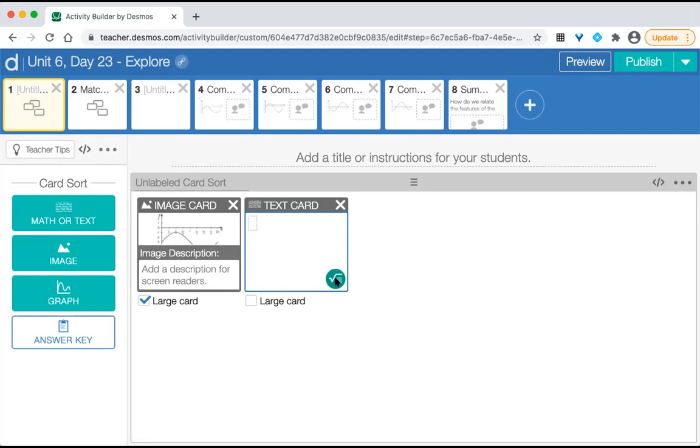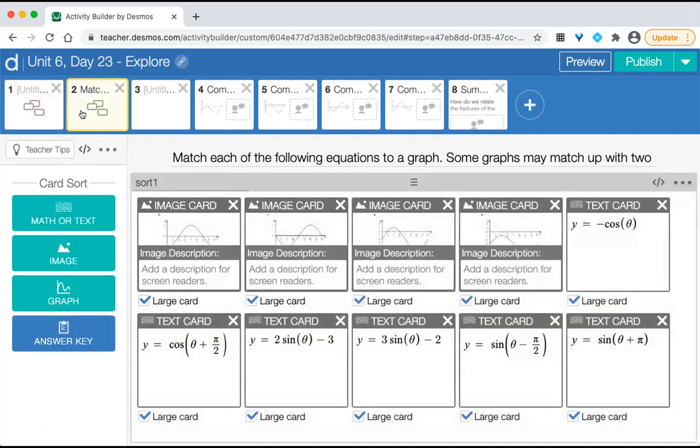My first equation is y equals negative cosine theta. So I just write y equals negative cosine. I always write the word because it pops up as the symbol. So there you go, negative cosine theta. Again, I click large card, and I do this for all 6 equations. So this is what the card sort should look like. Again, you've got your 4 graphs and your 6 equations.